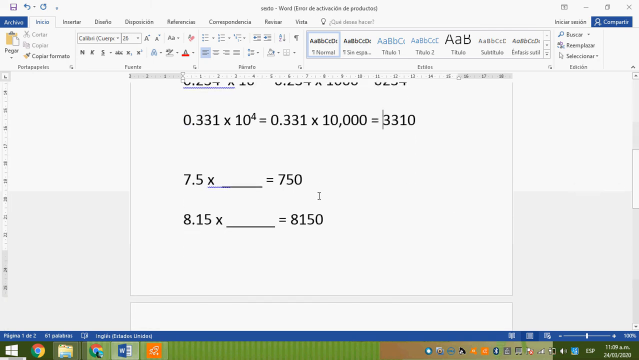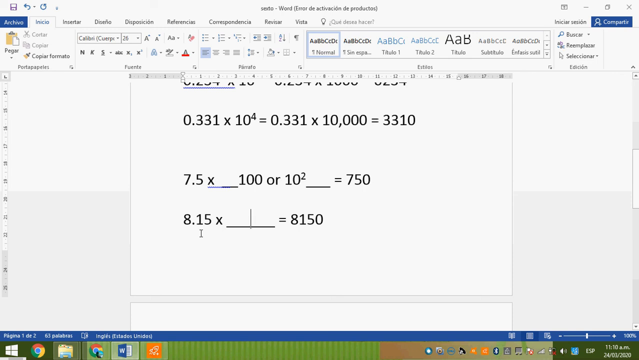Let's continue with the last two. With the last two, I have 7.5 times blank space equals 750. I need to put a number, the exponential form, or a multiplication of 10. 7.5. How do I get from this to this? I move the decimal point 2 spaces. That means I can put this, or 10 to the second power. That's my answer.